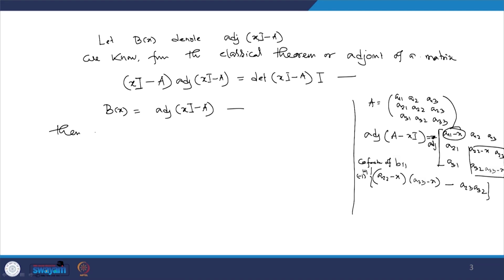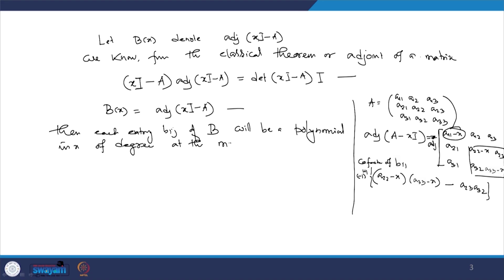Then each entry Bij of the B matrix will be a polynomial in x of degree at most n minus 1, because when I consider A equal to a 3 by 3 matrix, the maximum degree of this polynomial is 2 only.